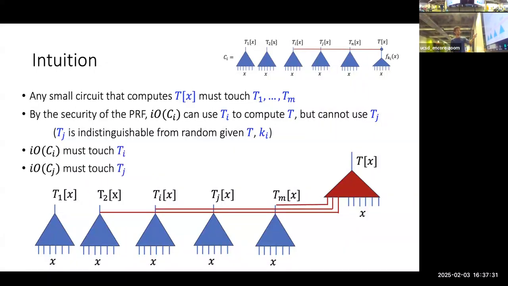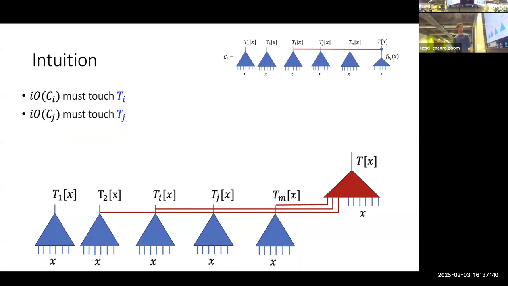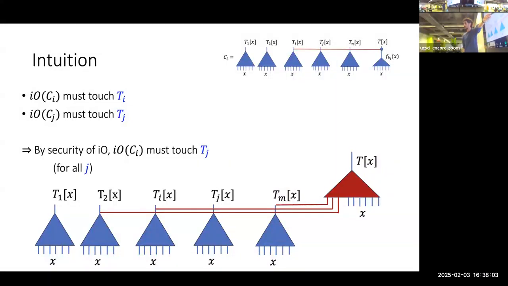But if we apply the IO on Cj, then the IO of Cj, from the same argument, must touch Tj. So if you cannot distinguish between the output of the IO on Ci and the output of the IO on Cj, it must be the case that the output of the IO on Ci touches Tj also. And if the IO of Ci touches Tj also, it means that it actually touches every j, because there is nothing special about Tj. This argument works for any j. So it means that actually this circuit must touch all of these circuits.